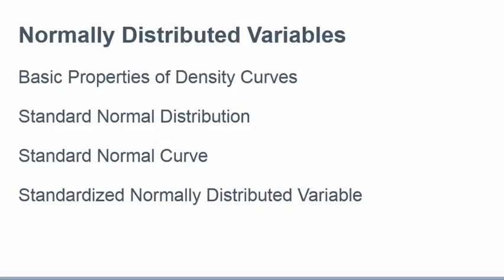Recapping normally distributed variables. A basic property of density curves is that they come close to but never cross the horizontal axis, and the entire area is equal to 1. The standard normal distribution has a mean of 0 and a standard deviation of 1, and the standard normal curve is the normal curve associated with the standard normal distribution. A standardized normally distributed variable uses the formula z equals x minus the mean divided by the standard deviation.